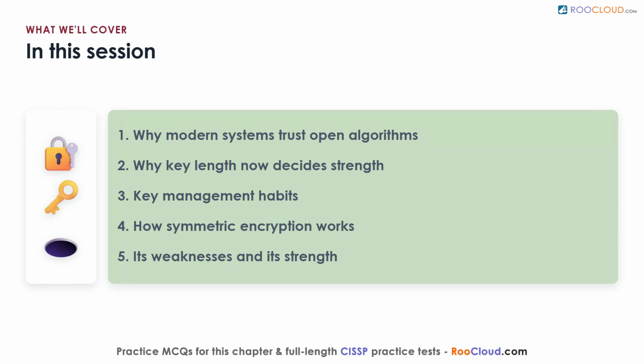Why do modern systems trust open algorithms? Why is key length now the deciding factor? What key management habits keep you safe? How does symmetric encryption actually work? Where does symmetric encryption fall short? And what is symmetric encryption genuinely great at?